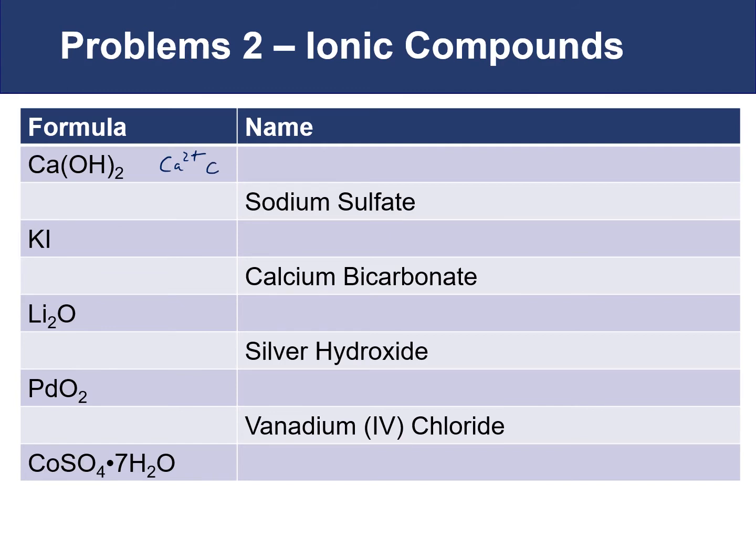Then we have the hydroxide, OH-. We have 2 of those to balance out the charge. Because the calcium can only be a +2 because it is in the second column of the periodic table, this would be calcium. And because it is in the second column, we don't have to specify the charge on it. So this would just be calcium hydroxide.